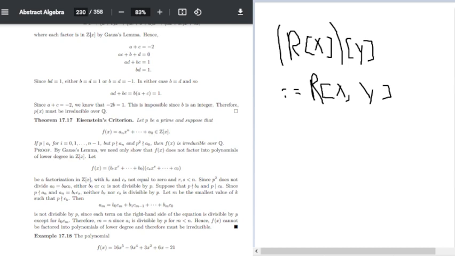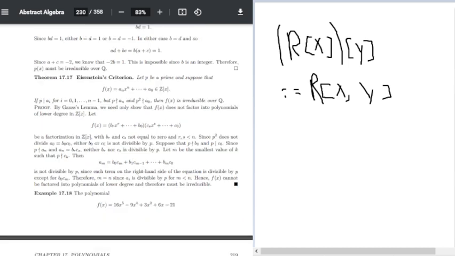Theorem 17.17. I'm not going to accidentally say Einstein's because it's Eisenstein's criterion. Let p be a prime, and suppose that f of x is equal to a_n x^n plus on and on to plus a naught in Z[x]. If p divides a sub i for i equals 0, 1, all the way to n minus 1, but p does not divide a sub n, and p squared does not divide a naught, then f of x is irreducible over Q. Whoa, that's powerful, okay.